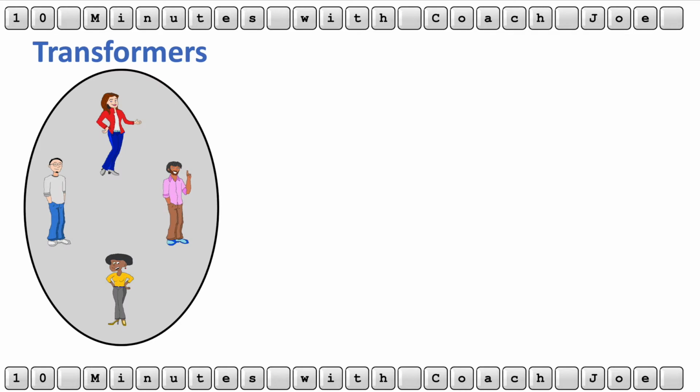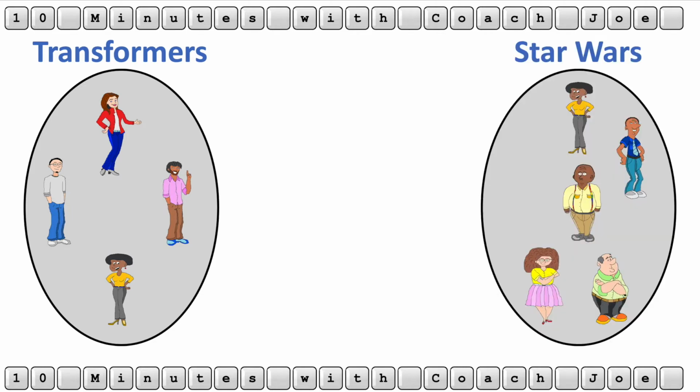Let's say we have a group of people that love the movie Transformers. The circle represents a set of unique elements or items, in this case, people. We could have another set of people that love the movie Star Wars. We cannot have duplicate people in a given set. We can have the same person in multiple sets.